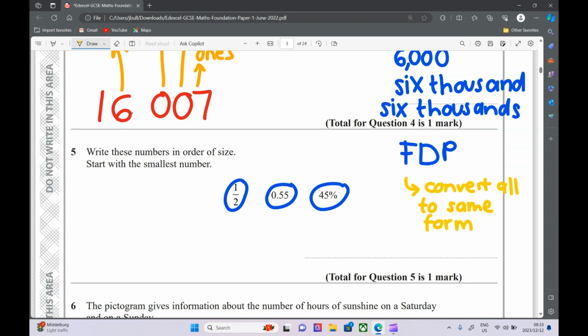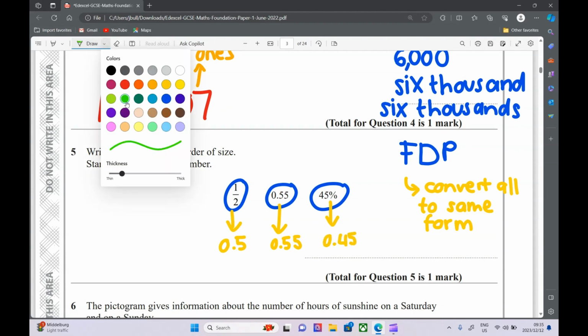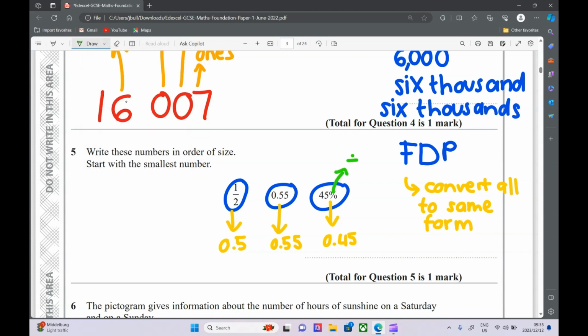Because it's an uncalculated question, they have made it quite easy values. So a half, if we write that as a decimal, we would say 0.5. That's something we should know. Then this one, we're going to keep it in decimal form, so 0.55. And 45%, when you want it as a decimal, all you do is say 0.45. That percentage symbol is kind of a clue, so that tells you divide by 100.